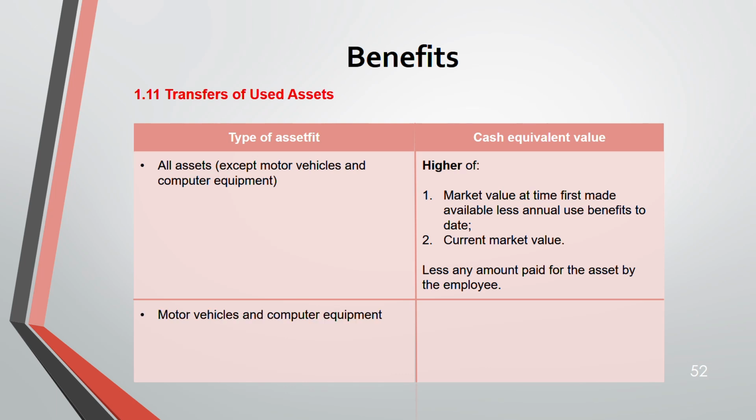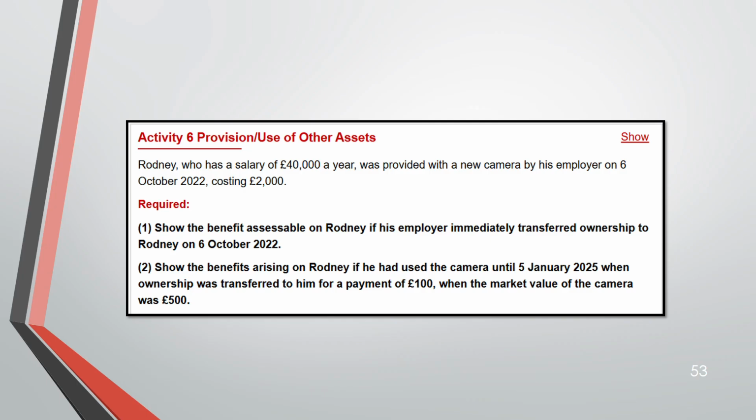Next, motor vehicles and computer equipment. If you are transferring these, then the cash equivalent is the current market value, less, again, anything the employee pays towards the asset. So activity 6. Let us do activity 6 to understand this better.